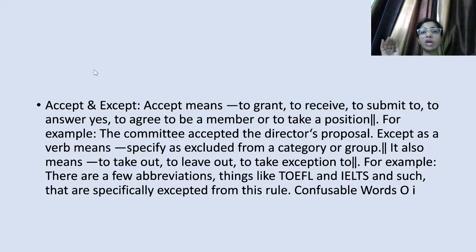Also, so I like all colors except blue. मतलब excluding blue from the category of colors, I like every other color. And also to leave out something. So जहाँ जैसे यहाँ हमने देखा कि TOEFL IELTS are excepted from this rule. यानी they do not fall under those who follow this rule या इस पे ये रूल अप्लाई नहीं होगा. ठीक है.